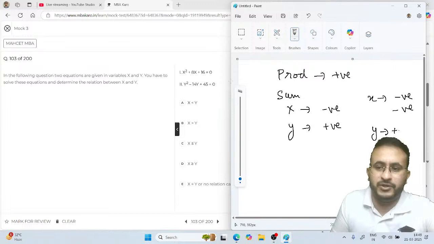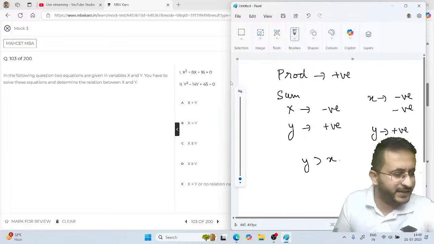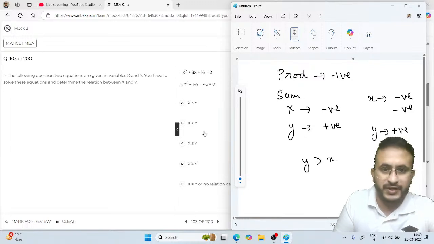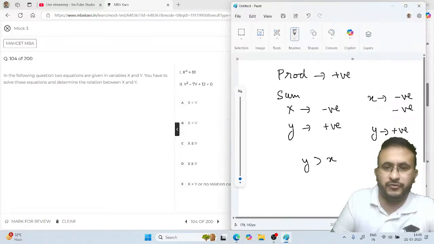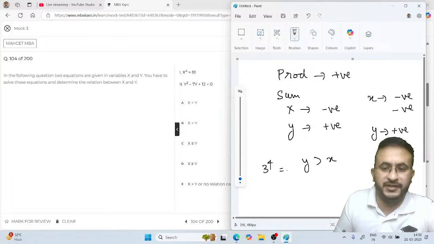And y will have positive values. So both values of y are positive. So y is greater than x. Okay. So x is less than y. Okay, next, this is x to the power 4 equals 81. So that means 3 raised to the power 4 is 81. Okay, it can be minus 3 also. So x is equal to 3 or minus 3.